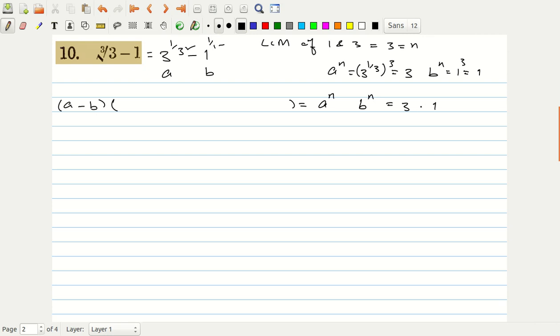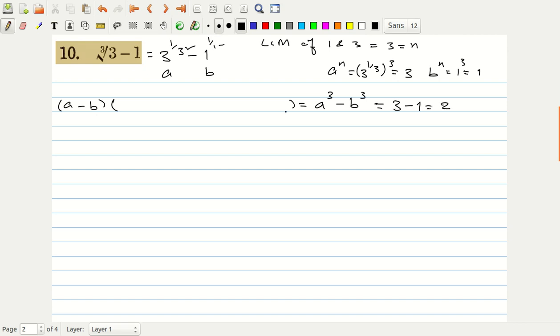Now we have to think about what sign should we put here, because it is a to the power n minus b to the power n, or whether it should be a to the power n plus b to the power n. Now we know that a to the power n is actually a cube, so let us write this as a cube minus b cube, right? And this is 3 minus 1, which is what?